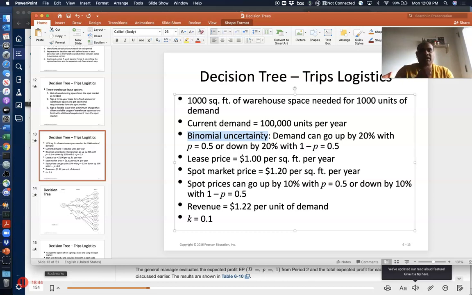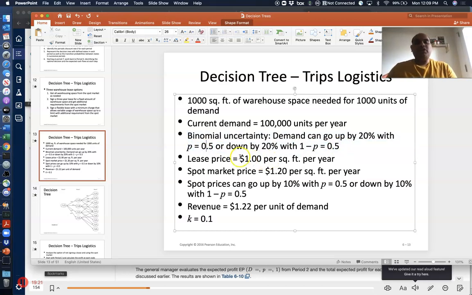So what you're saying is that if demand right now is 100,000 units, next year demand can go up by 20%. So next year demand can be 120,000 units with a 50% probability, or it can go down by 20,000, which is 80,000 units with a 50% probability. So this year demand is 100,000. Next year demand is either 120 or 80. It's 120 with a 50% probability, and it's 80 with 50% probability, right? So that's something to keep in mind. So that's how demand is variable.